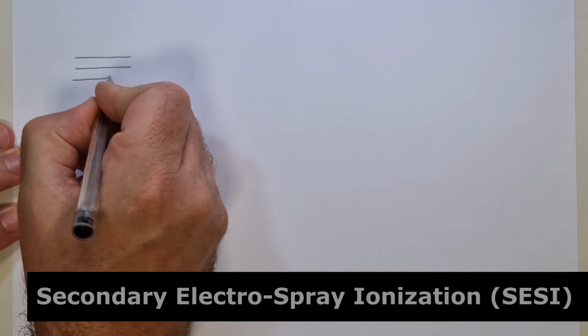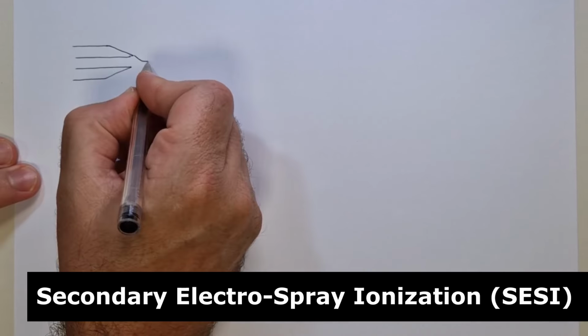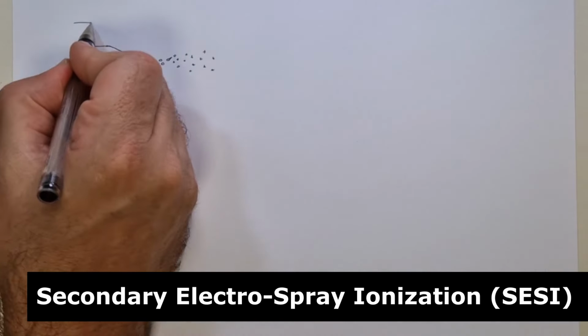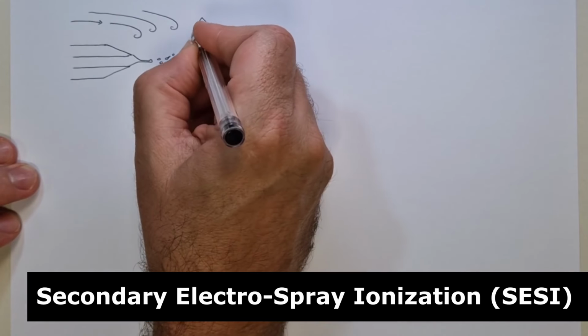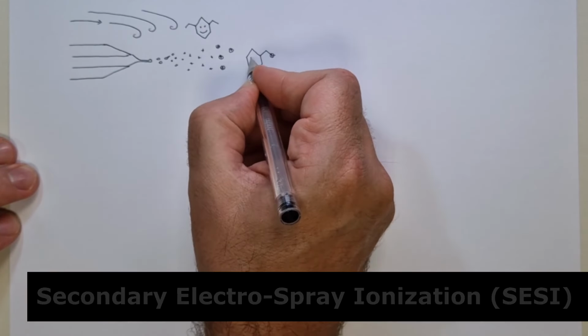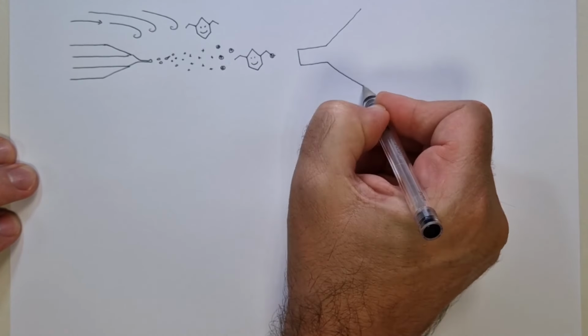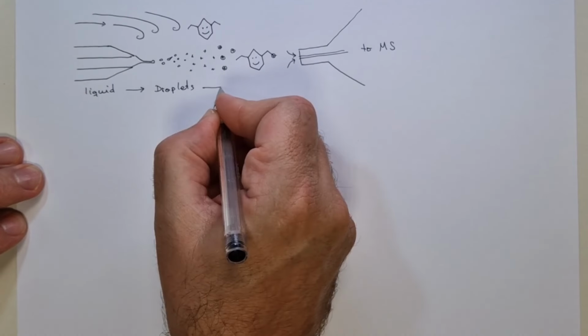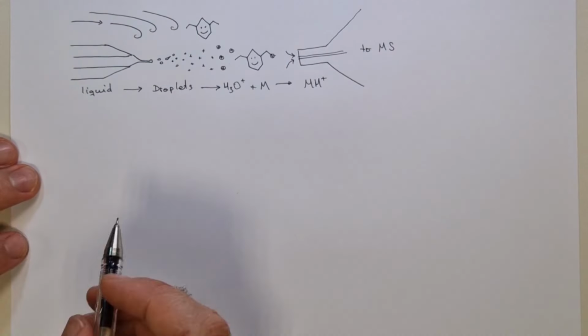Let me walk you through how it works and why it's ideal for this application. In SESI, a nanoelectrospray produces tiny droplets that evaporate and turn into a cloud of protonated water clusters. Breath is exposed to this cloud. Vapor molecules get protonated when they collide with a water cluster, and they are passed to the inlet of the mass spectrometer. In a way, SESI is similar to atmospheric pressure chemical ionization, or APCI.